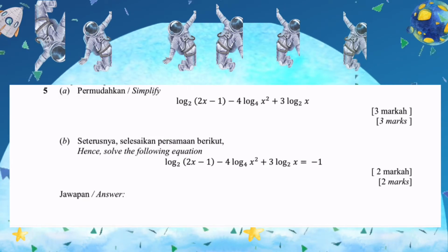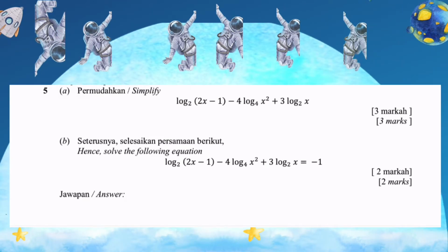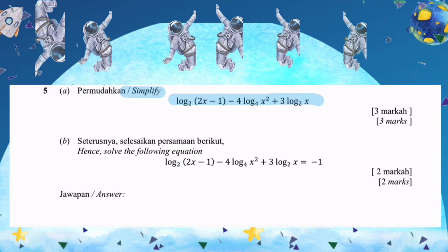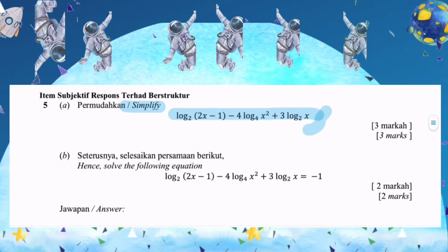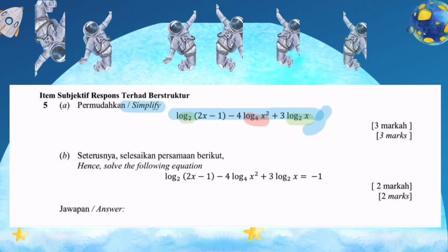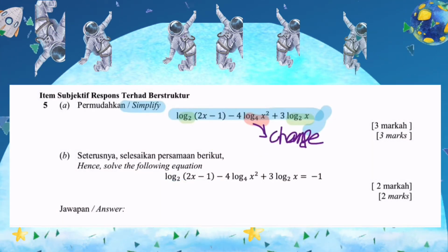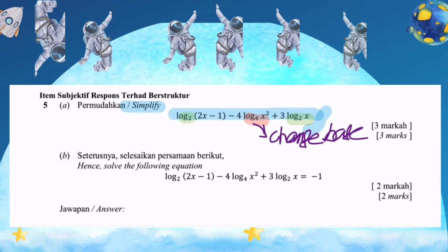Question number 5. Simplify the log expression: log base 2 of (2x minus 1) minus 4 log base 4 of x squared plus 3 log base 2 of x. So this is an expression. In order to simplify, we need to make sure they have the same base.